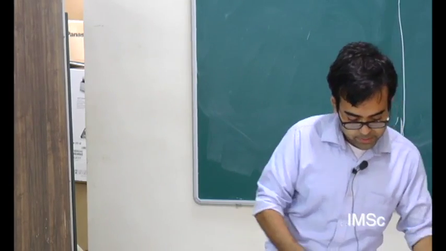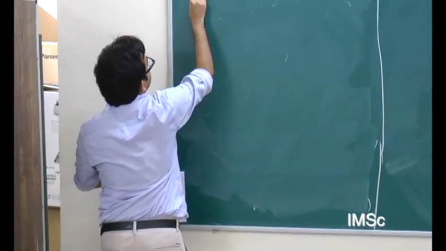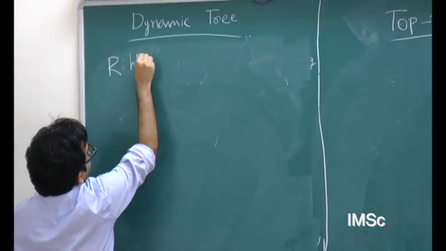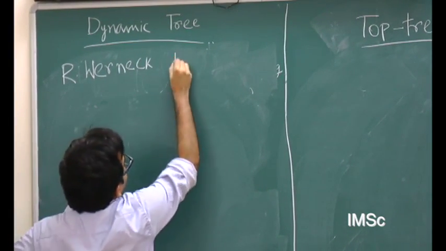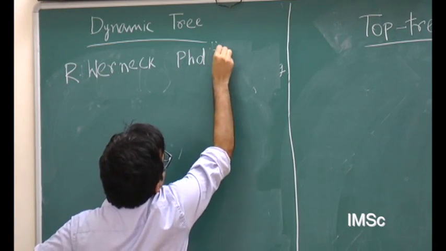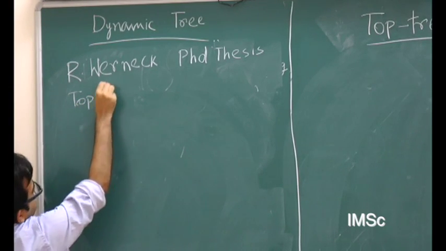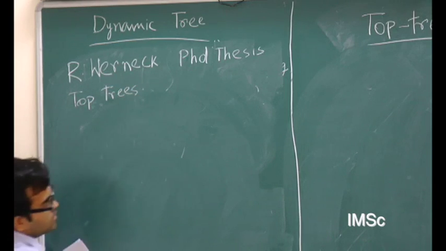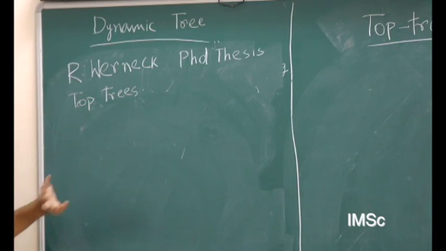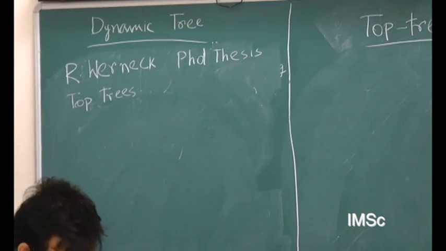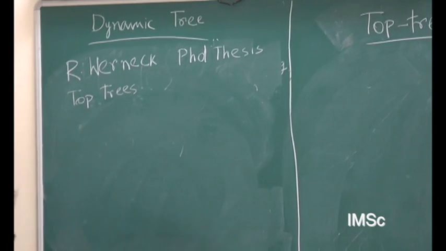So what I'm going to present now is from this guy's, oh, I should have noted down the actual name. So it's Renato Werneck, it's the reference about top trees. I hope I'm spelling it correctly. It's his PhD thesis, and the thesis title itself, I think, is called Top Trees. What I'm going to present is from the first or second chapter of that thesis. It's a beautiful thesis. It's almost like a book. So if you are interested, please read the book, no problem. It also has some descriptions of Euler tour trees and so on. Okay, good.